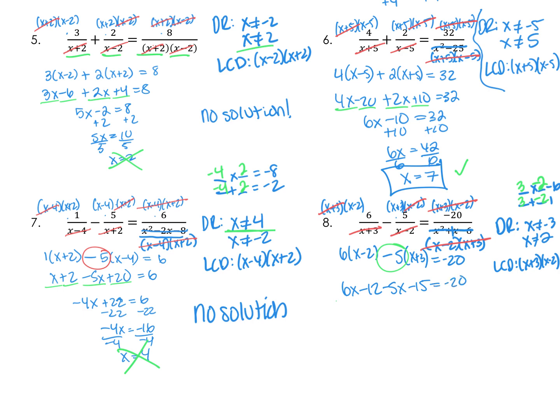Combine our like terms on the left-hand side. 6x and minus 5x will be 1x. -12 and -15 will make -27. Add 27 to both sides, and we'll get x equals 7. Check our domain restrictions. Neither of those conflict, so this is indeed our solution. That is all.